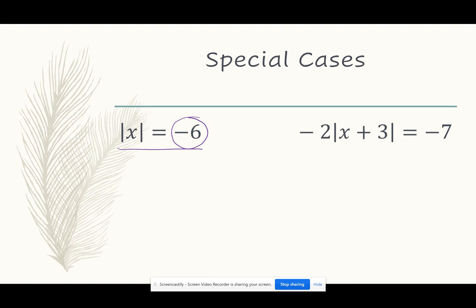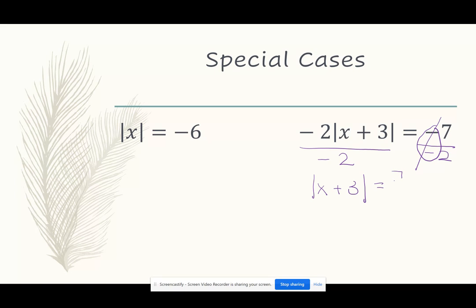Now, if we look at this one, you have to be careful because, as I said, it's only if the isolated absolute value is equal to a negative. So sometimes you might divide. So we're going to divide by negative 2. Well, now our negatives cancel out. So now we have our isolated absolute value, and we have positive 7 over 2. So we can solve this one. So you would set it equal to the positive and negative of the number.